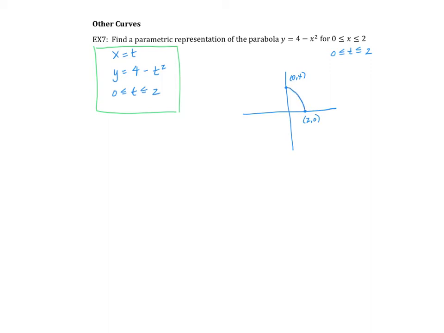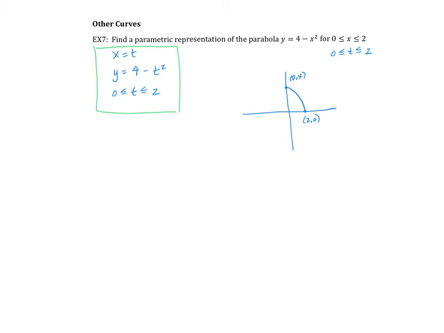So when x is 0, I'm at y value of 4. When x is 2, I'm at a y value of 0. Notice that this doesn't say anything about the way the curve is generated. If that information was there, then I'd have to adjust a little bit. Maybe, who knows, might not.